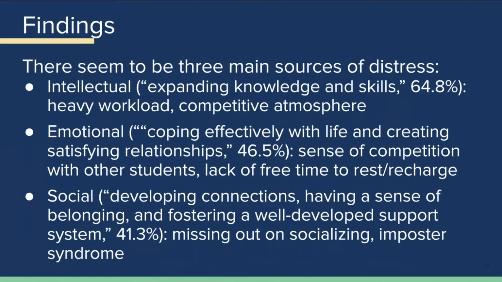There seem to be 3 main sources of distress. Number 1, intellectual, defined as expanding knowledge and skills, with a 64.8% selection rate, due to reasons such as heavy workload and a competitive atmosphere. Number 2, emotional, defined as coping effectively with life and creating satisfying relationships, with a 46.5% selection rate. Some examples including sense of competition with other students and lack of free time to rest and recharge. And third, social, defined as developing connections, having a sense of belonging, and fostering a well-developed support system, with a 41.3% selection rate, and students gave examples such as missing out on socializing and imposter syndrome.